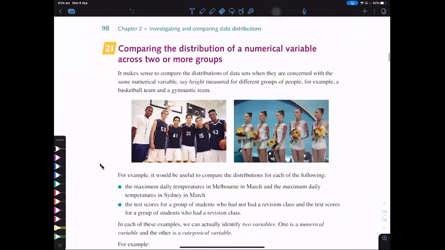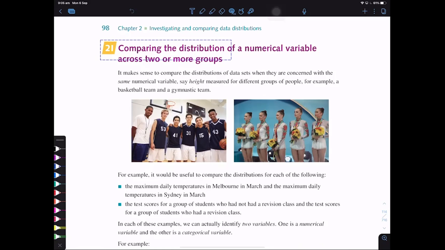So when we compare back-to-back stem and leaf plots and box plots, we need to focus on using language that compares, right? More than, less than, the same, stuff like that. And as we go through examples, you'll start to see more examples, so you get a better picture or a better idea of what goes on.